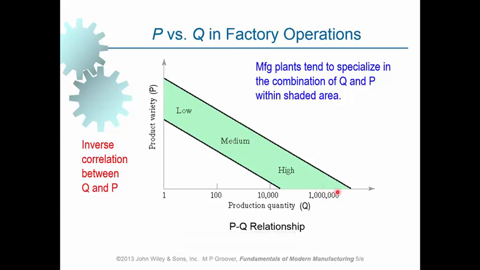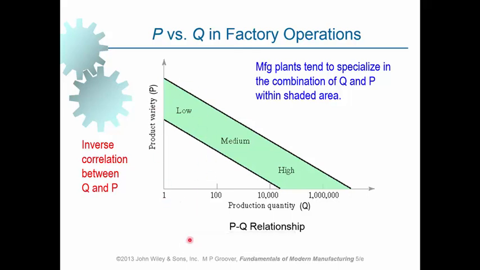Indeed, we can say that generally production quantity is inversely related to production variety. Yes, that's true. Production quantity is inversely related to production variety. A factory that produces a large variety of products, somewhere here, will produce a smaller quantity of each. Quantity is low.